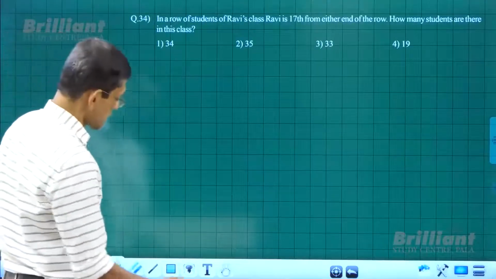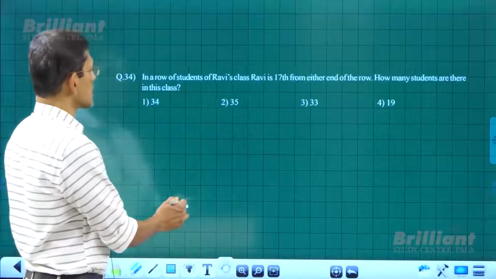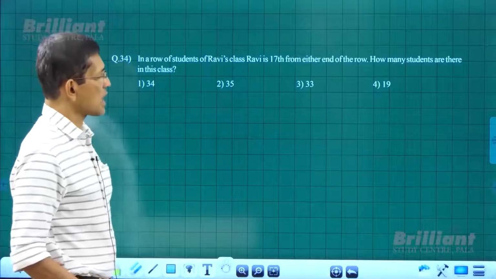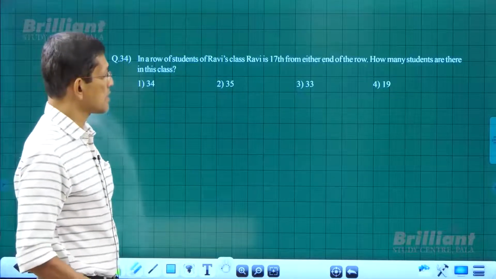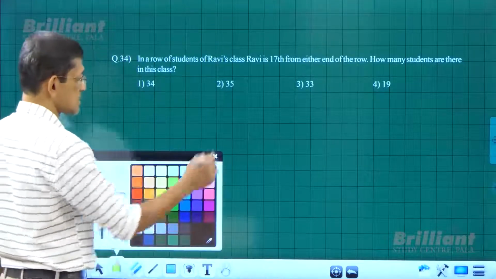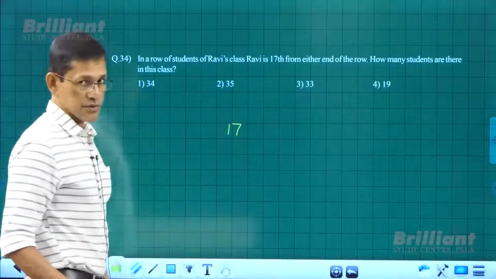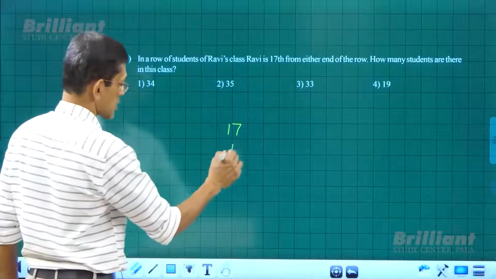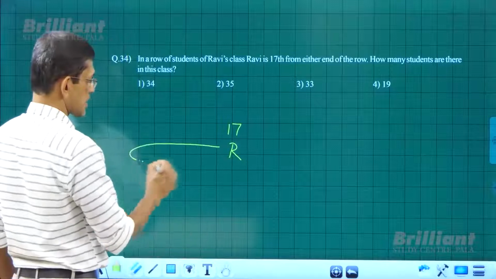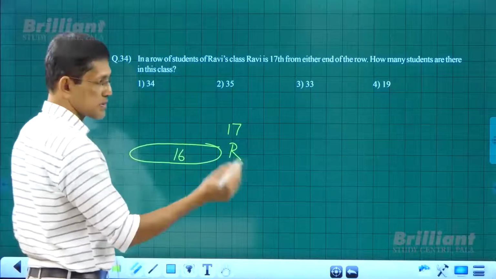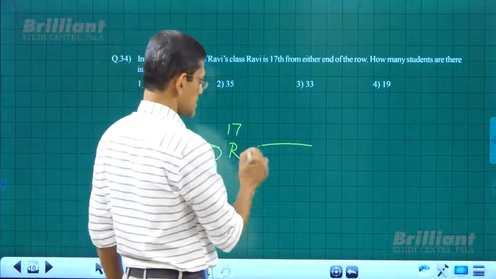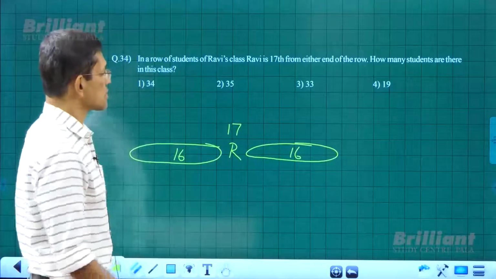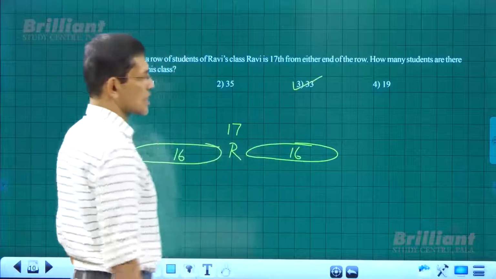Next one is 34. In a row of students of Ravi's class, Ravi is 17th from either end of the row. That means from the left, Ravi is 17, from the right, Ravi is 17. So Ravi is here. How many persons to the left of Ravi? 16. And how many persons to the right of Ravi? That must be 16 as well. So 16 plus 16, 32, plus Ravi, 33 students in that row.